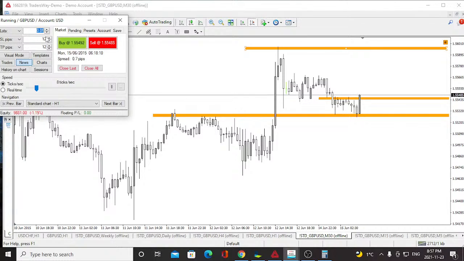Oh, okay. Let me just plug this back in. All right. 0.80 cent lot. Okay. We have price here on the 30-minute, about to break above. We'll probably get a retest and then look towards going into this area, possibly.